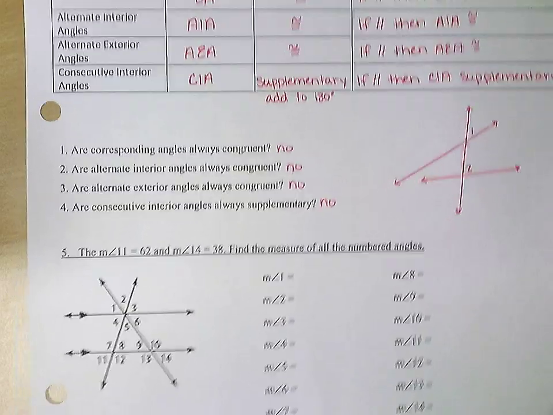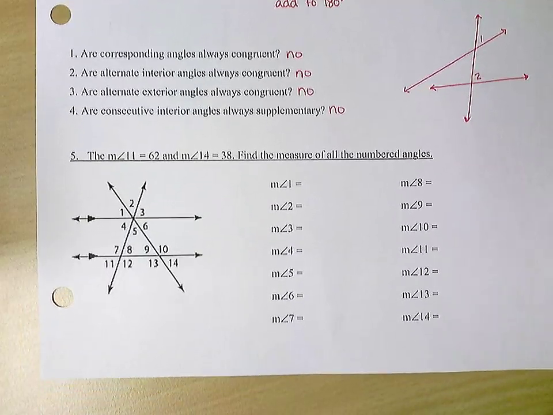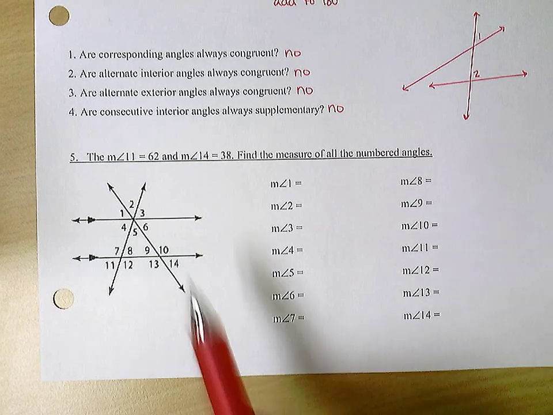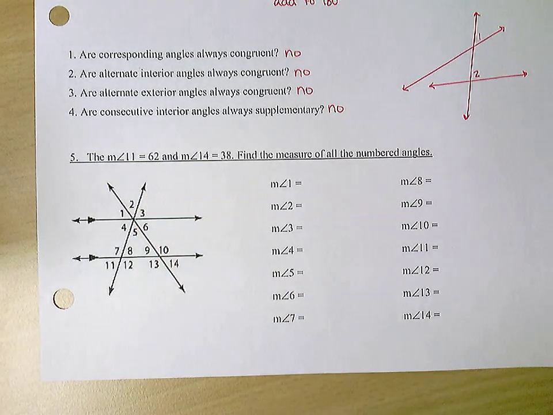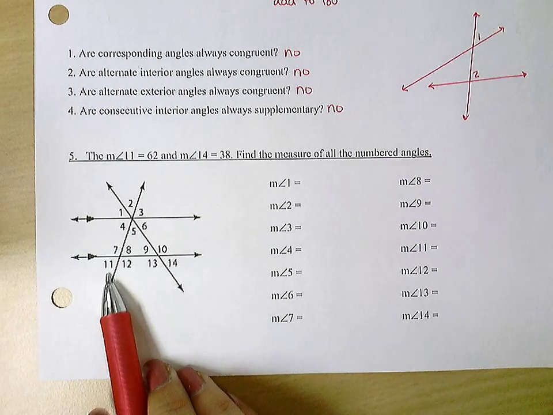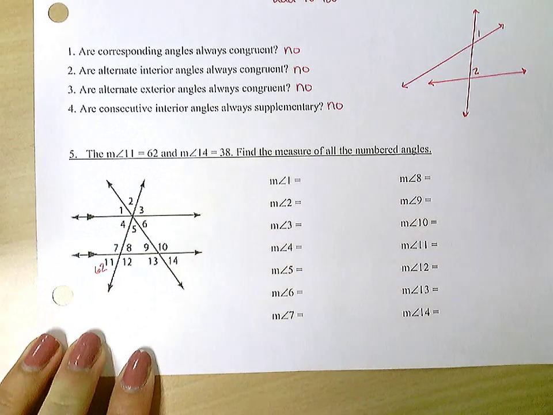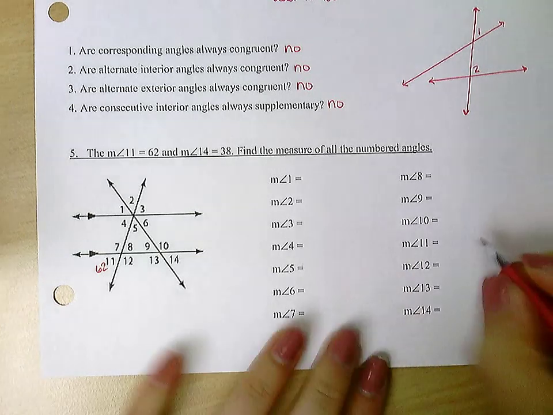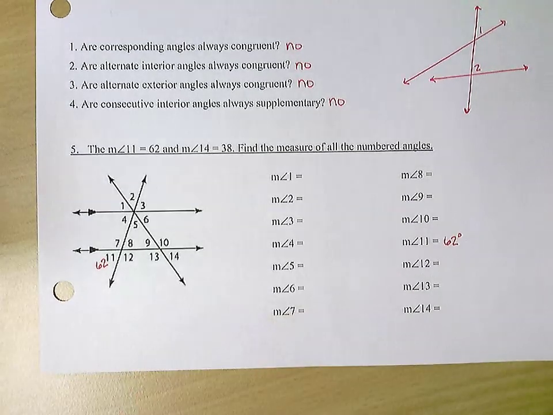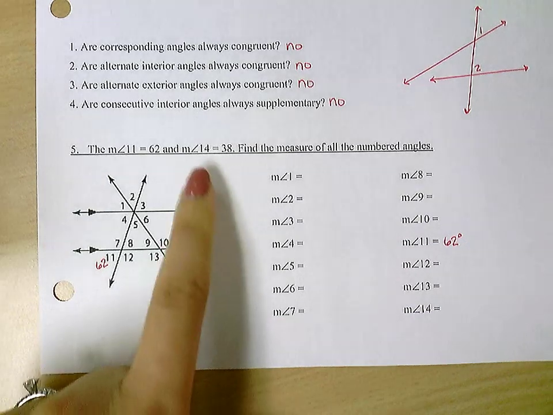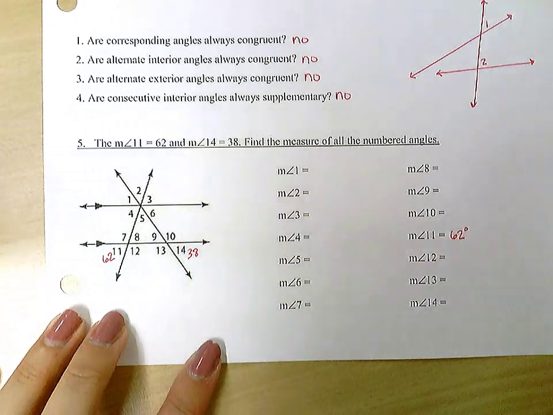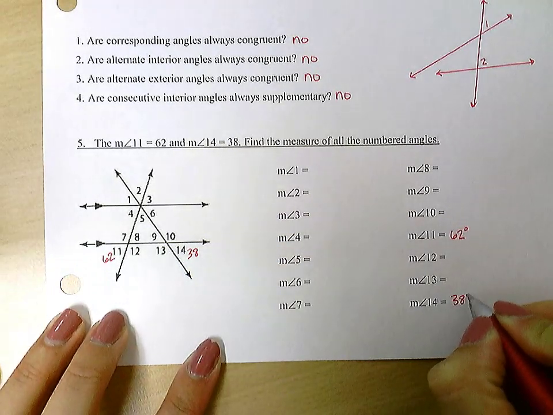All right, so we're going to look at this next section here. We're going to find all of these angles in our picture. So we are given angle 11 is 62. That's this angle right here, so I'm going to write 62 right there by 11. So I know that angle is 62 degrees. I can also write it over here right away, because I know that one is 62 degrees. I'm also given angle 14 is 38 degrees, so I'll write 38 degrees for angle 14.